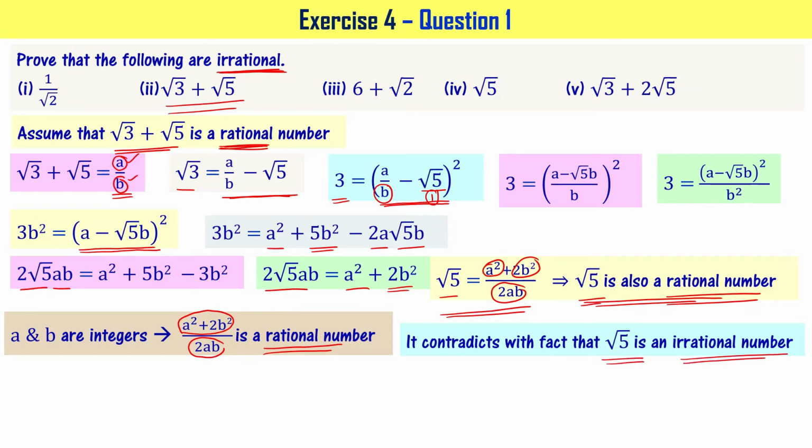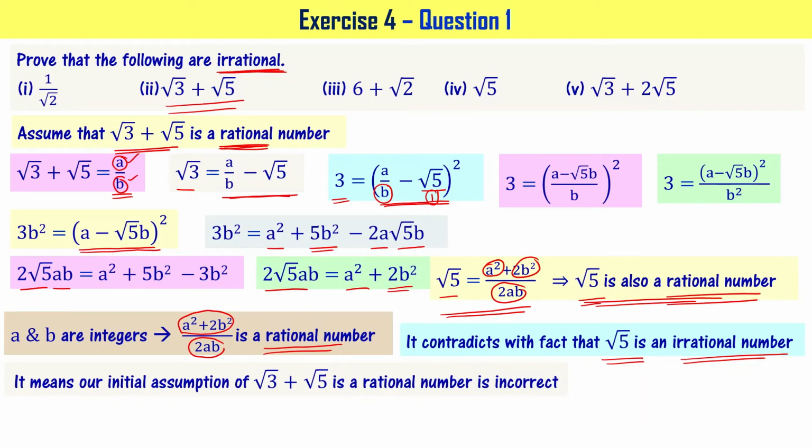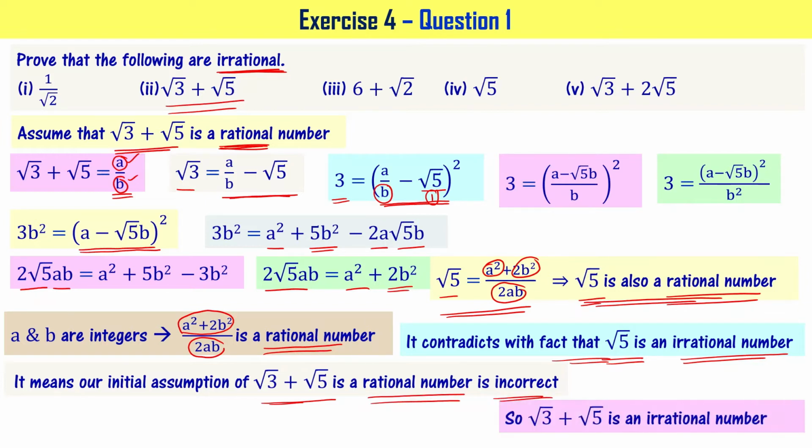Why is root 5 an irrational number? Square root of any prime number is an irrational number, right? Using that, you can say that whatever assumption we made is wrong. That is leading to this contradiction, right? So the initial assumption that root 3 plus root 5 is a rational number is incorrect. It means root 3 plus root 5 is an irrational number.